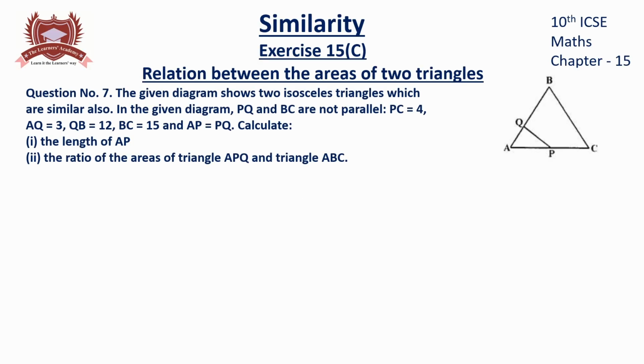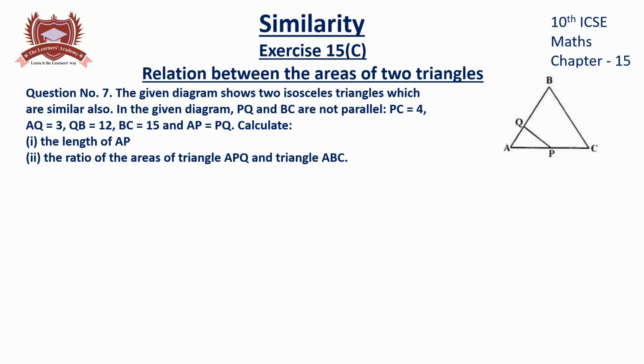In the next question we have, the given diagram shows two isosceles triangles which are similar also. In given diagram, PQ and BC are not parallel. अब तक सारी जगह पे चीज़ें पैरेलल दी गई थी, अभी पैरेलल नहीं है.